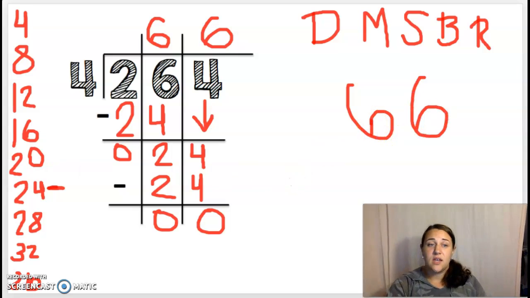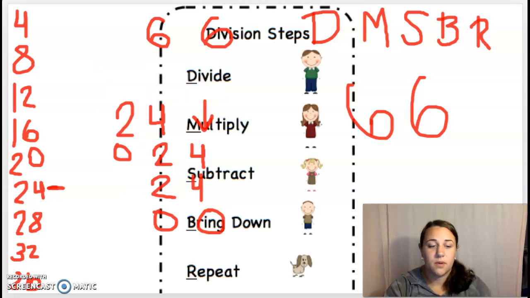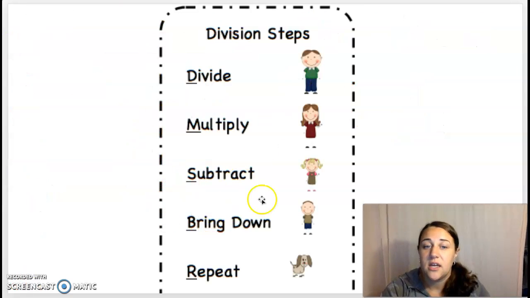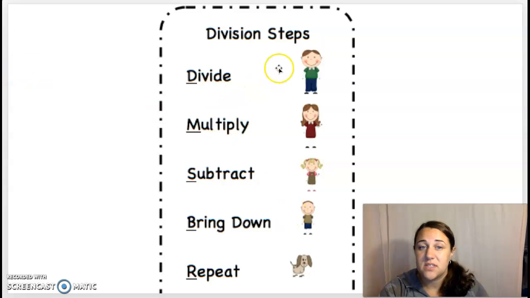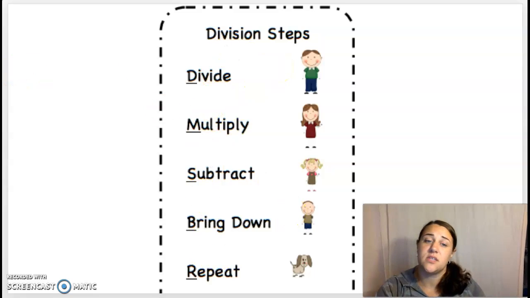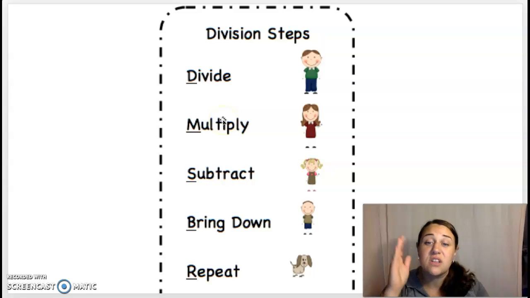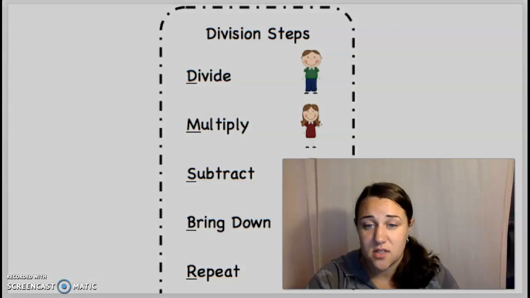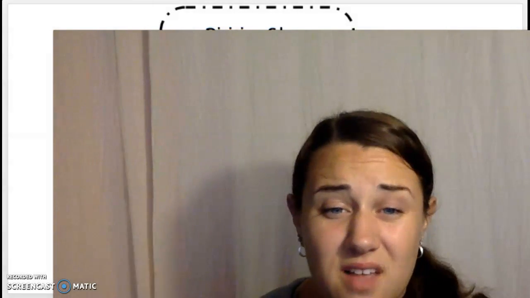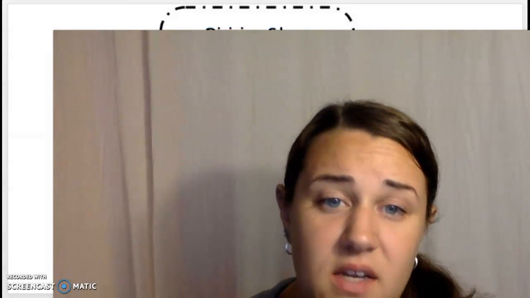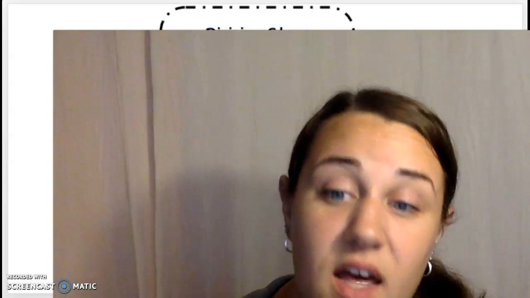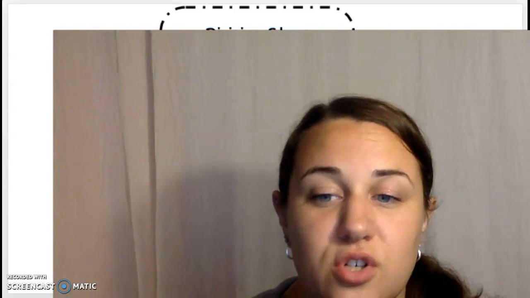All right, friends, if we use our division family here, it will really help us, okay? Because it's hard to remember. These are big words. Even though we have worked on multiplication, we've worked on subtraction, right? We know these things, right? We worked on them super hard, super long. It's still really hard because there's a lot of steps. I know that, friends. It's not the easiest, but you've got this. I know you do because you're all super duper smart.